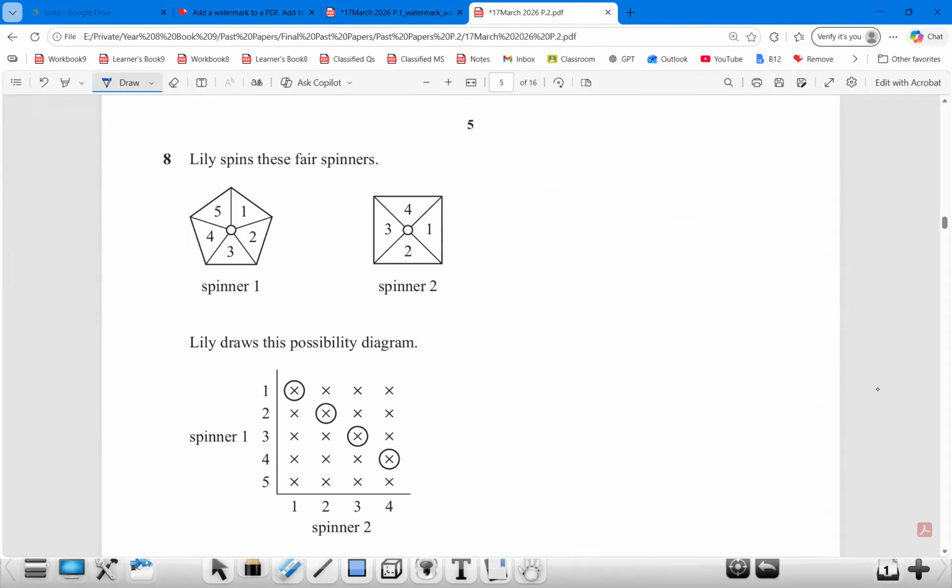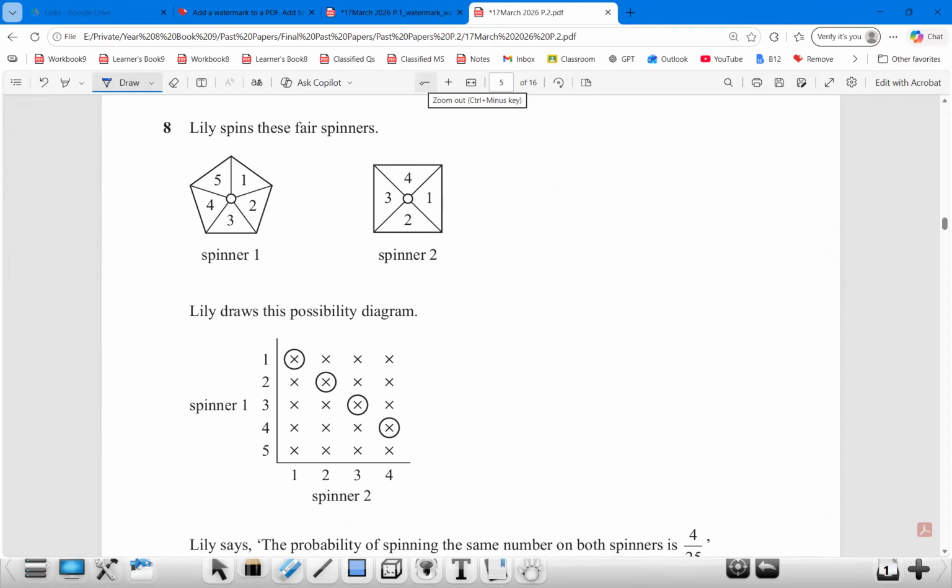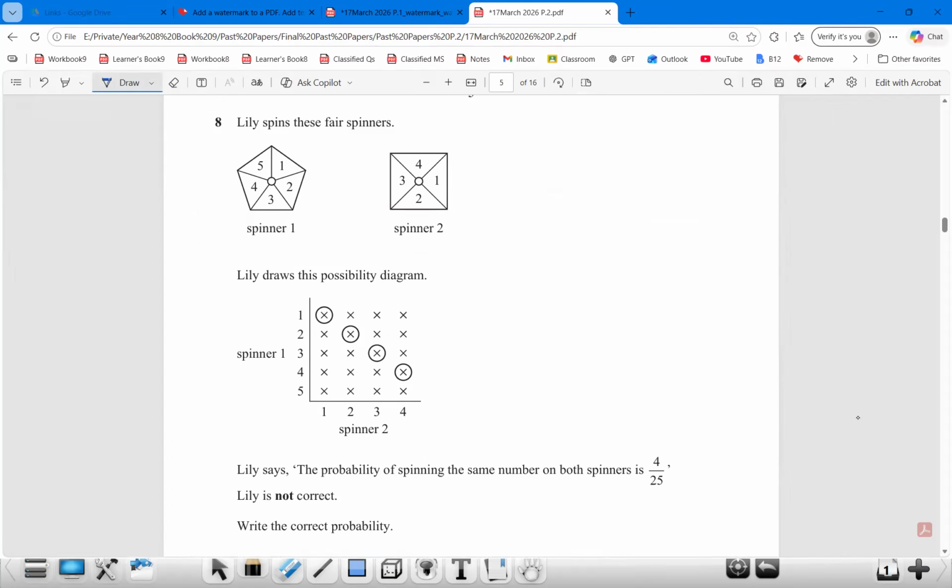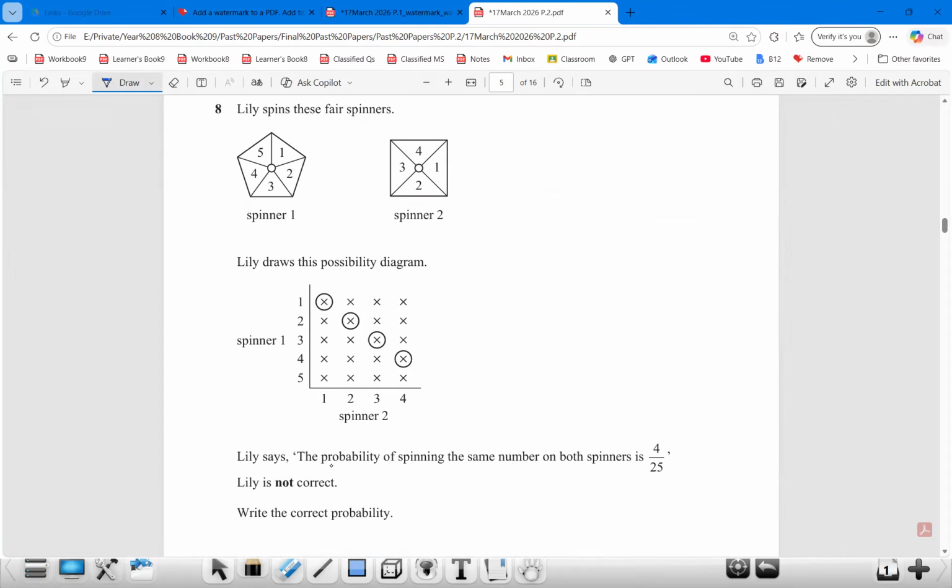Here, they're saying that Lily made a mistake, that she's not correct. She said that the probability of spinning the same number on both spinners is 4 over 25. Well, 1,1 happened once, 2,2 once, 3,3 once, 4,4 once. So yes, Mister, it happened 4 times. She's correct. Why are they saying that she's not correct?